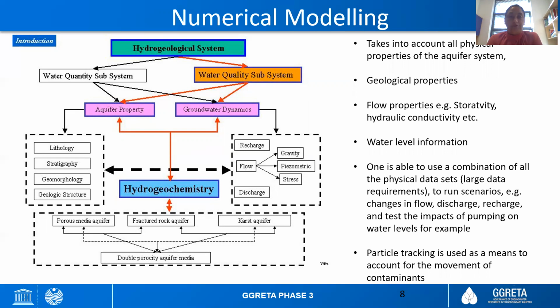Often in these numerical modeling software packages, particle tracking is used as a means to account for movement of contaminants. So taking then into account your distribution coefficient of your contaminant.